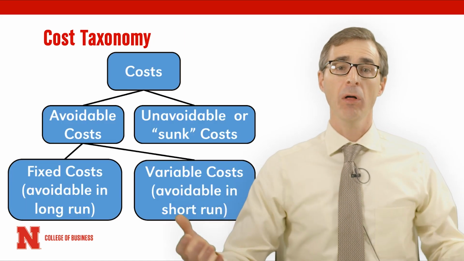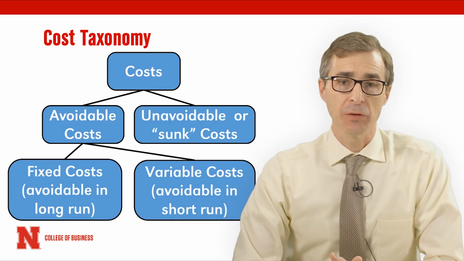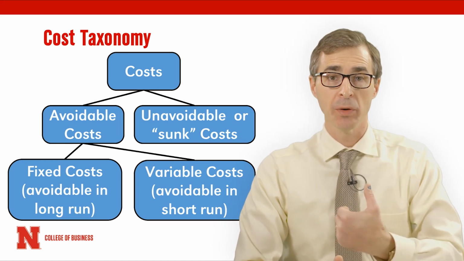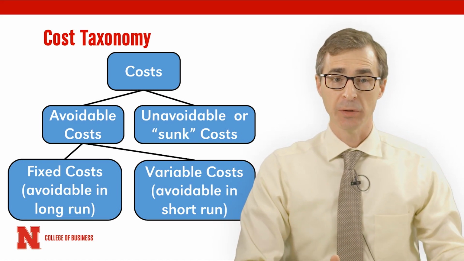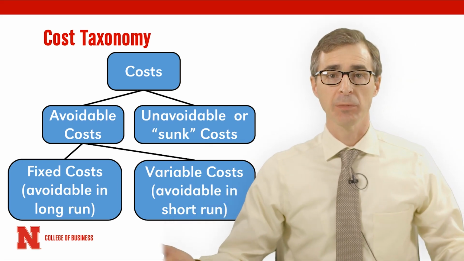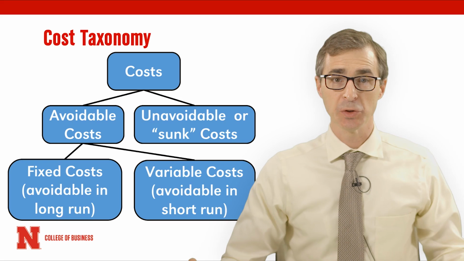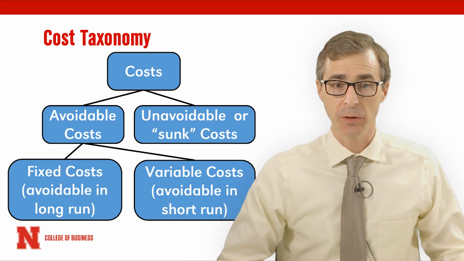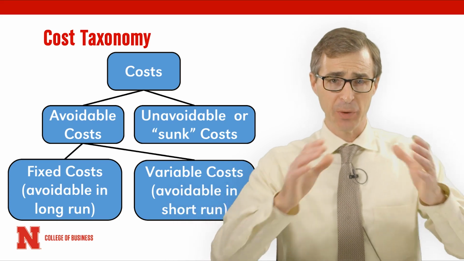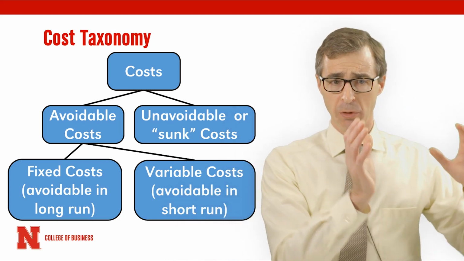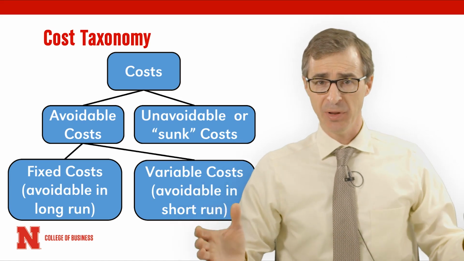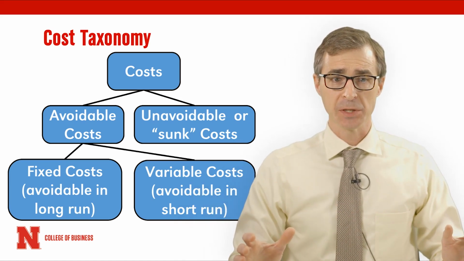In terms of all costs, the first thing that we can do is identify whether a cost is an unavoidable or sunk cost versus an avoidable cost. Sunk costs, costs that have already been incurred, are unavoidable by their very nature. Nothing we do in the future will change the fact that we've already incurred those. Avoidable costs, however, we can break down into what I'll call short run or long run. And you might ask, well, what do we mean by short run and long run? And the simple answer is it varies in every situation.